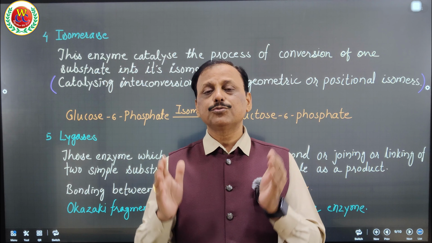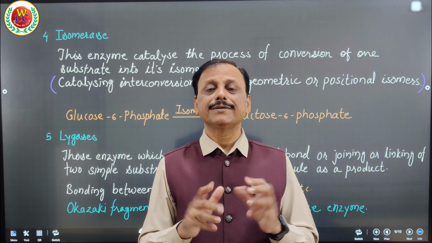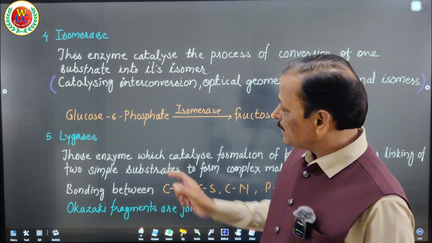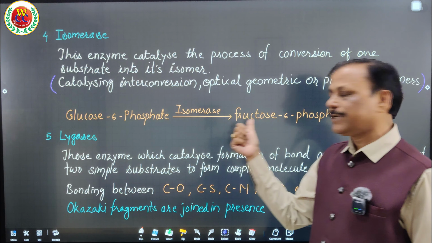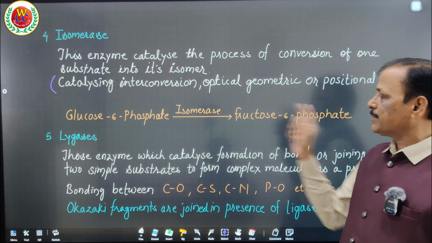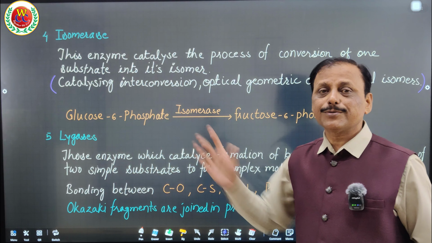For example, glucose and fructose are isomers of each other because their chemical formula is the same but structural formula is different. In that process, when glucose is converted into fructose, glucose 6-phosphate gets converted to fructose 6-phosphate. 6-phosphate is common, glucose is converted to fructose. What is fructose? It is the isomer of glucose.